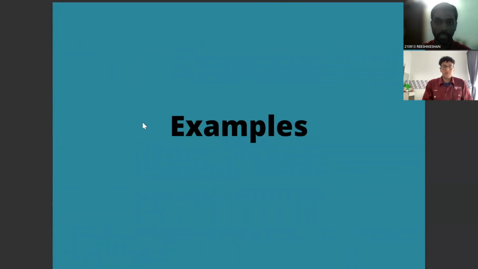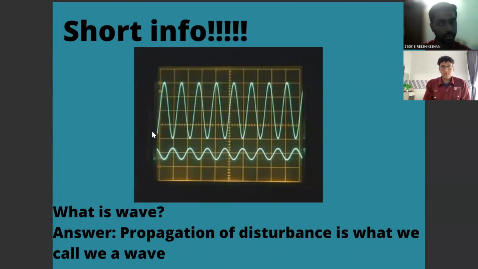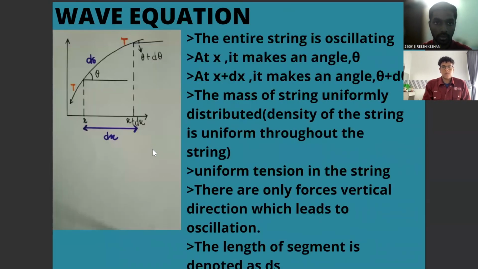Now I'll be presenting on examples. So as you know, what is a wave? A wave is a propagation of disturbance. So now I have made my own graph to make it easier. This is what I have drawn here. We assume that the entire string is oscillating.